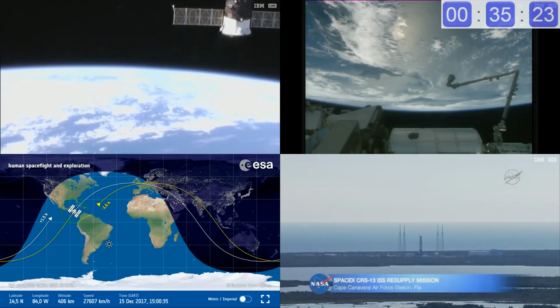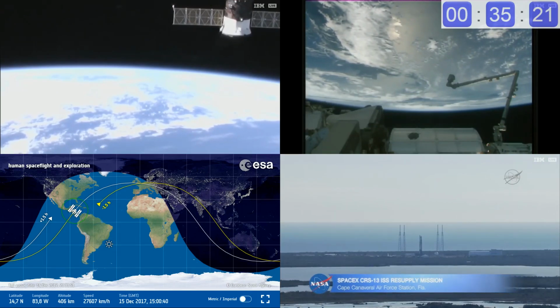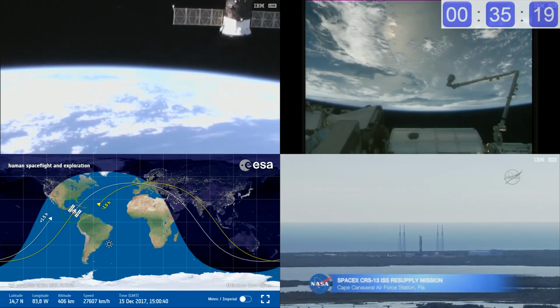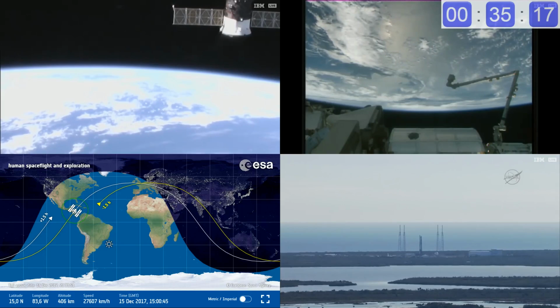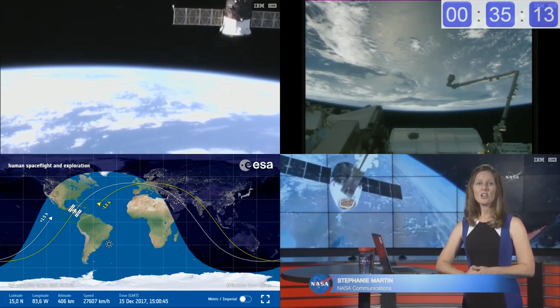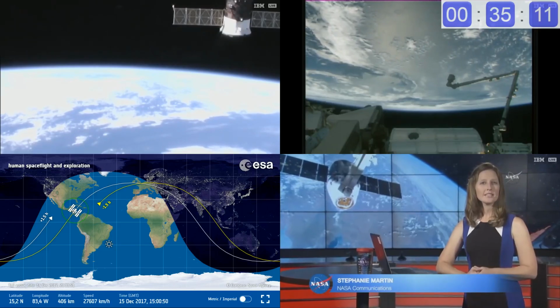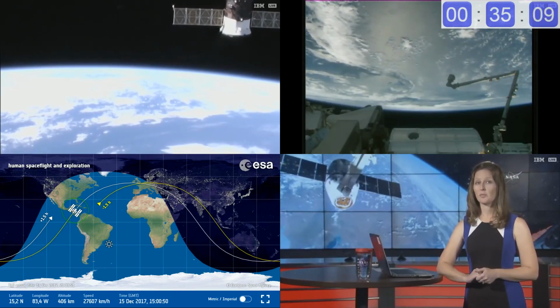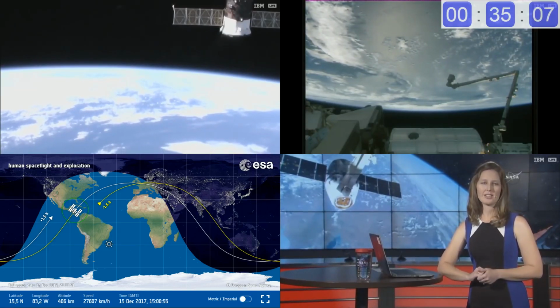From NASA's Kennedy Space Center in Florida, you're watching live coverage of the 13th SpaceX cargo resupply mission to the International Space Station. Hi, I'm Stephanie Martin, and thanks for joining us. Today's launch to the station is scheduled for 10:36 a.m. Eastern from Space Launch Complex 40 on Cape Canaveral Air Force Station.